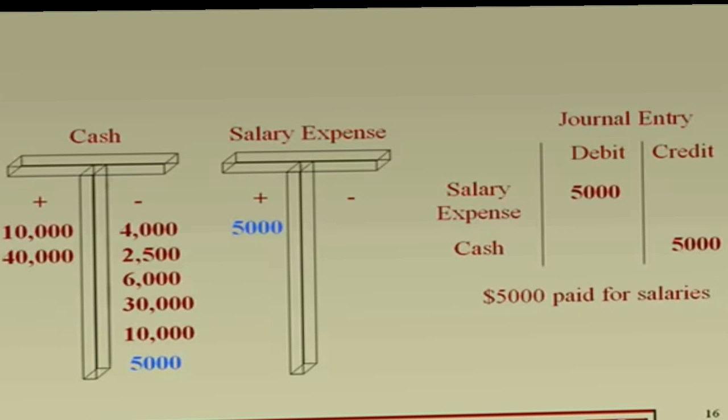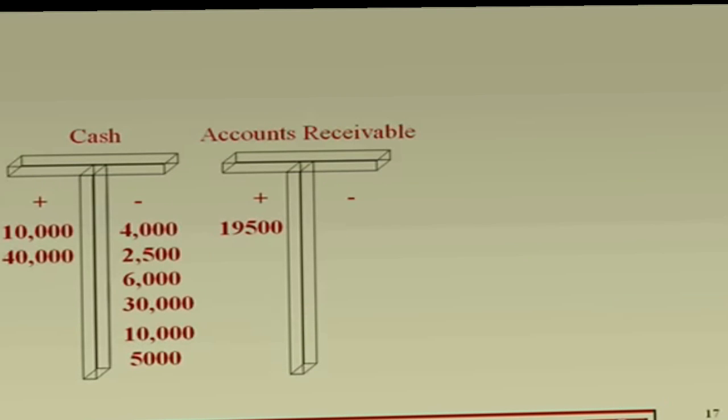Cash, because you got money. And who paid you? The customer, that is, accounts receivable. So the two accounts that will be impacted are cash and accounts receivable. Did the company get money? Sure. They got $10,000. So cash would be plus 10,000. Accounts receivable. They paid you 10,000, so they don't owe you 19,500 anymore. They owe you 19,500 less 10,000. So accounts receivable would be minus 10,000.